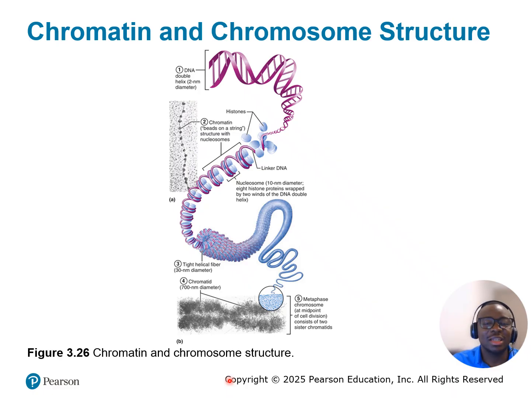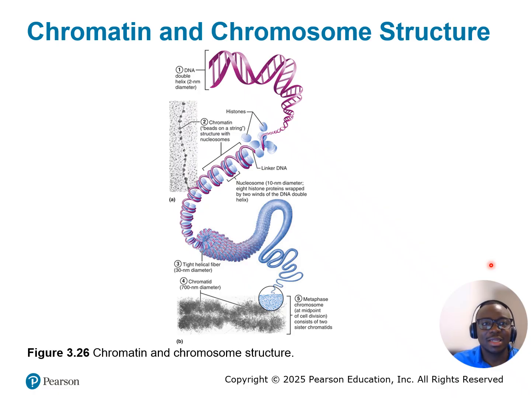The next highest level of complexity is a tight helical fiber with a diameter of approximately 30 nanometers. The electron micrograph shows the next highest level of complexity, which is a looped domain structure with a diameter of 300 nanometers.